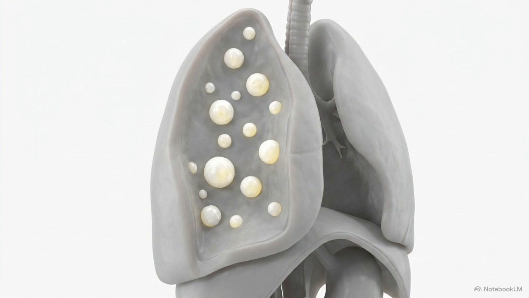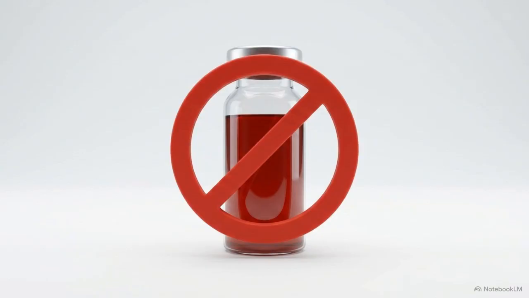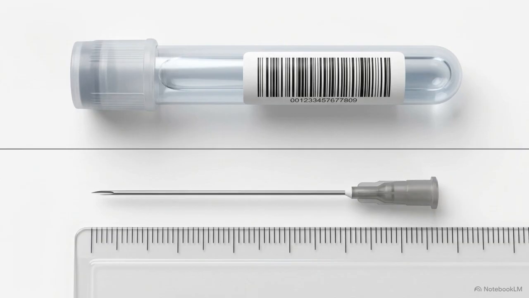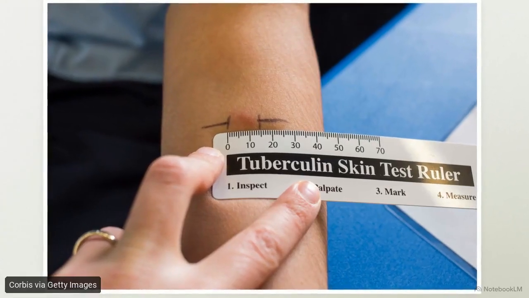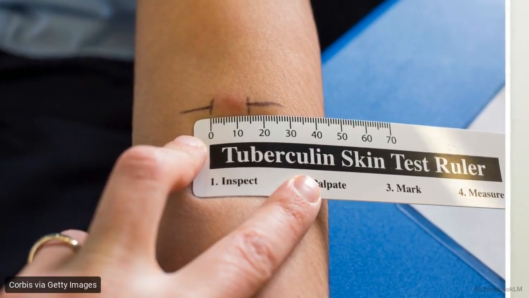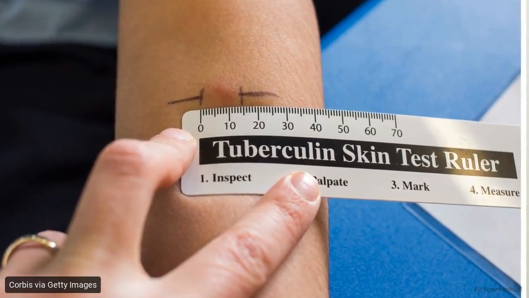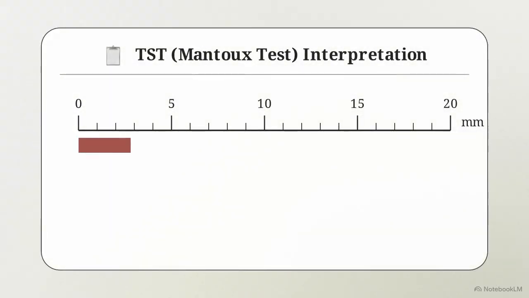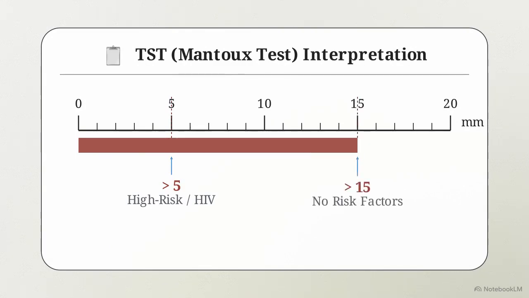Beyond active infections, clinicians must screen for latent TB. Serological tests for active TB are banned in India, shifting focus to the interferon gamma release assay, or IGRA, and the tuberculin skin test. The skin test involves an intradermal injection of 0.1 milliliters of purified protein derivative. Clinicians measure the resulting wheal after 48 hours. A reading greater than 5 millimeters indicates infection in high-risk patients, like those with HIV, while a 15 millimeter wheal marks a positive result for individuals with zero risk factors.